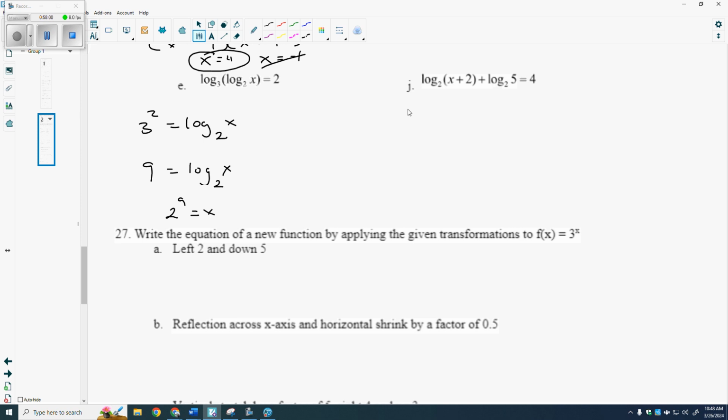Condense my logs. Sorry, I picked the pace up a little bit, haven't I? Hit pause if you need to. Slow me down by hitting pause.